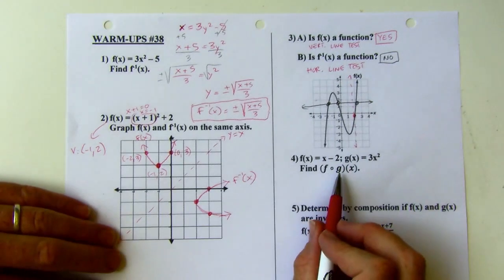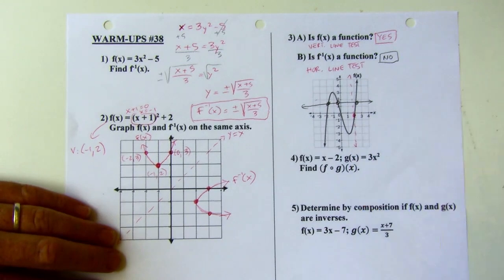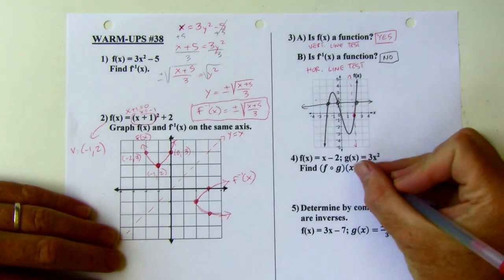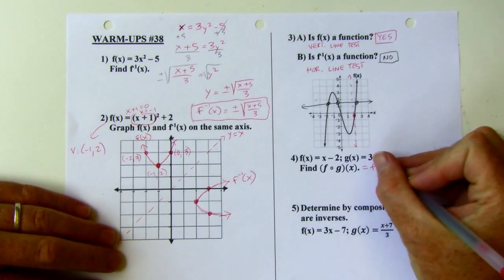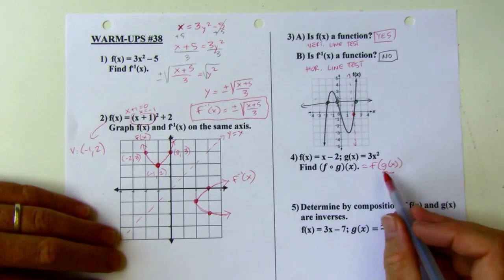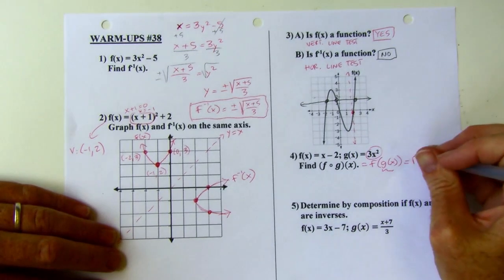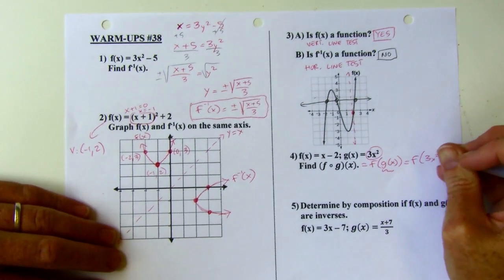This is not just multiplying these two functions together. This is going to be a composition of functions. So this is going to be equivalent to f of g of x. Okay. And then I start on the inside with the innermost function. I'm going to substitute in this for g of x. So this is going to be f of 3x squared.